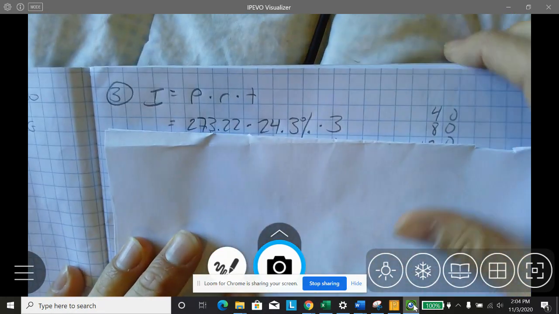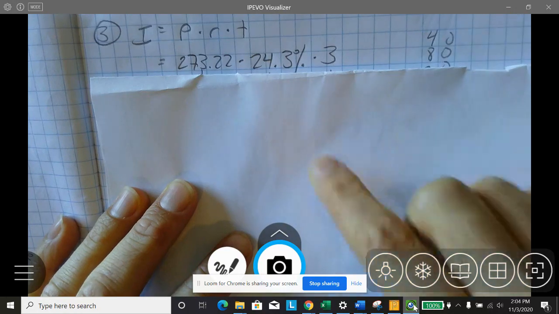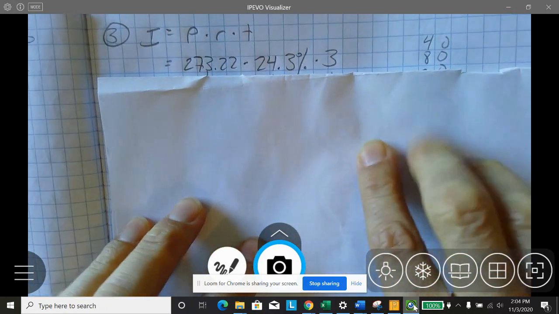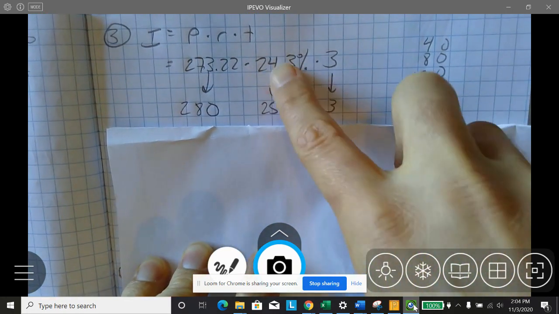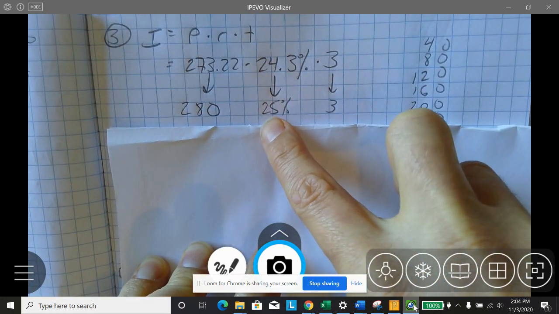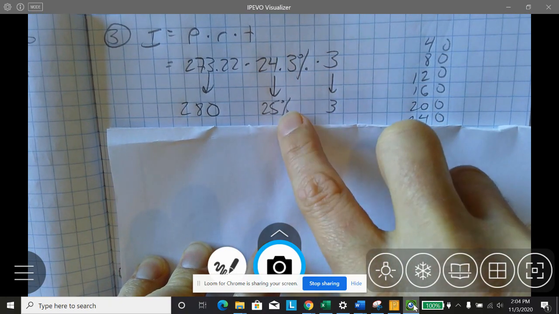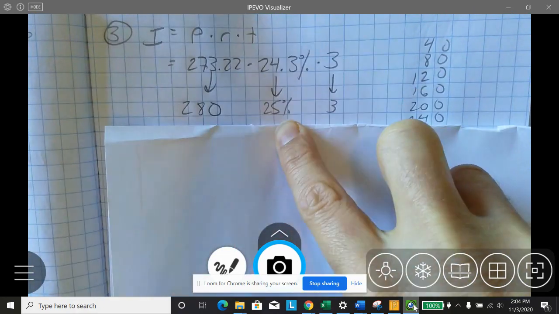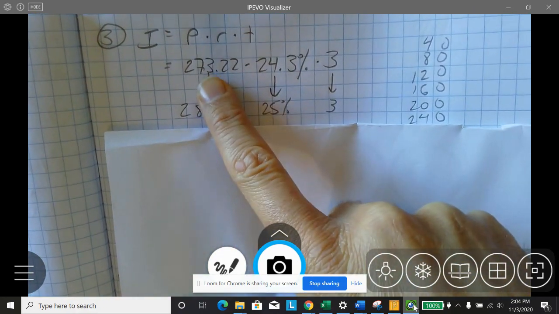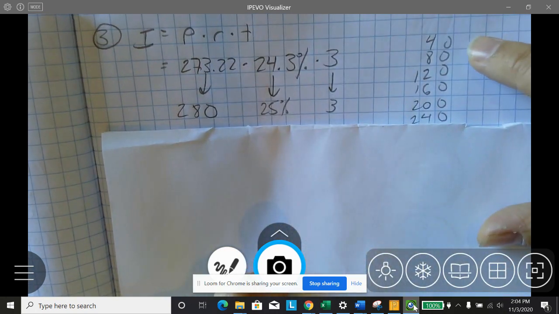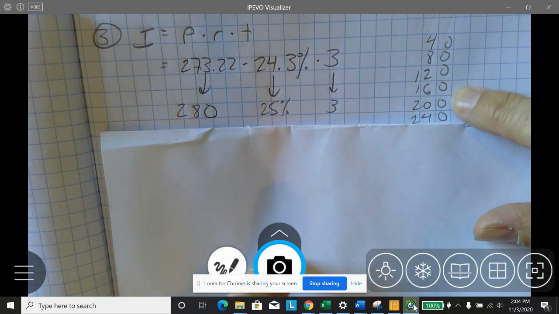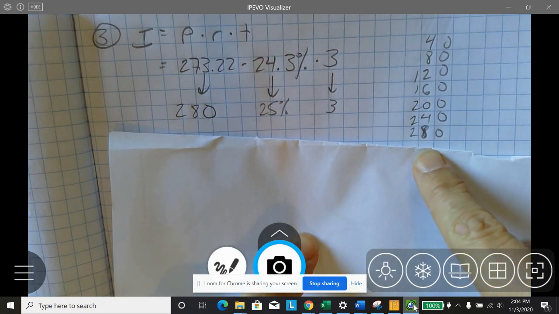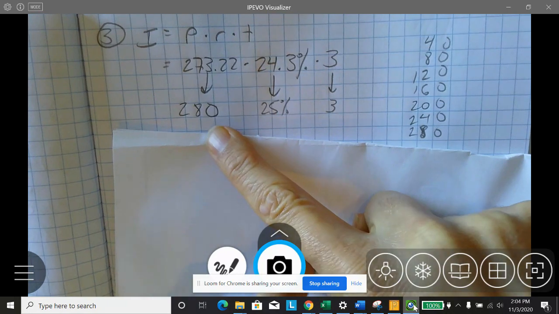Number 3 is the same exact problem except a much higher interest rate. And sometimes you get higher interest rates if you don't have good credit. So similar problem, but this time I know 24.3% is close to 25%. And because I know when I have 25%, I divide by 4. I don't divide by 25, I divide by 4. Then I want to find a number that's easily divisible by 4 and close to 273. And I know 40, 80, 120, 160, 200, 240, 280. They're all divisible by 4. 280 is the one that's closest to this. So I'm going to choose 280.